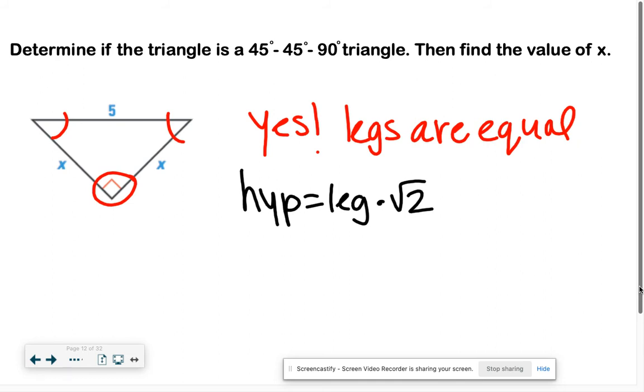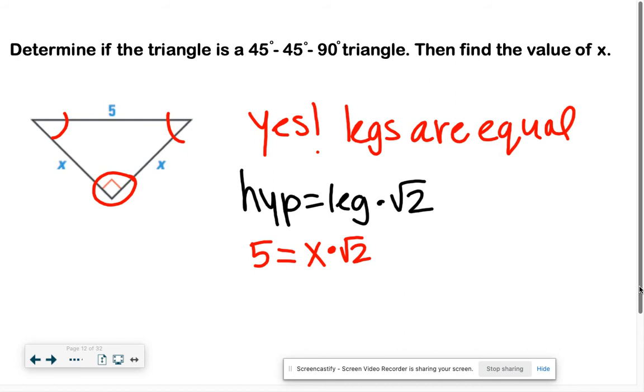Okay, we're close. So do you guys all write this down? Yeah. Now you're gonna plug in what we know. What is our hypotenuse? It's the 5, so I'm gonna drop in 5. What is our leg? X. We don't know what it is yet, so I'm gonna plug in x for our leg times root 2. Okay, we can solve this.